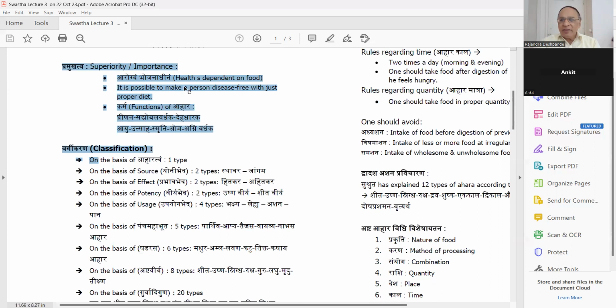Arogyam bhojan adhinam. Our health depends on the food. I will say health and disease both depend on the food. If you take the proper food, you are healthy.